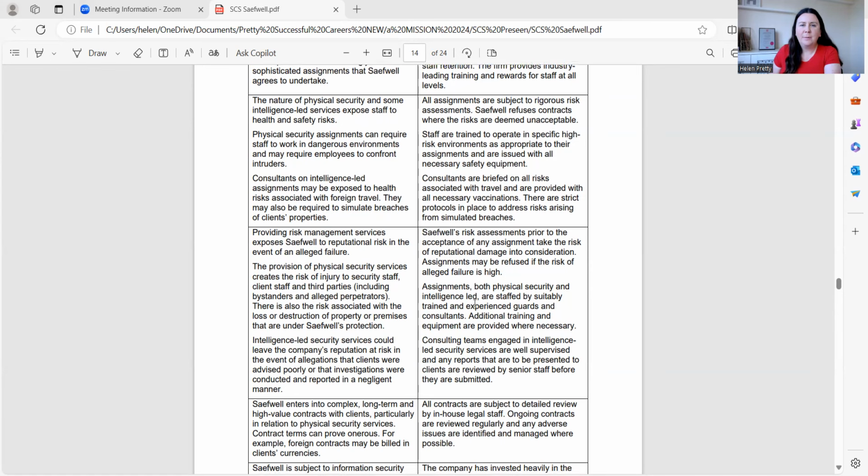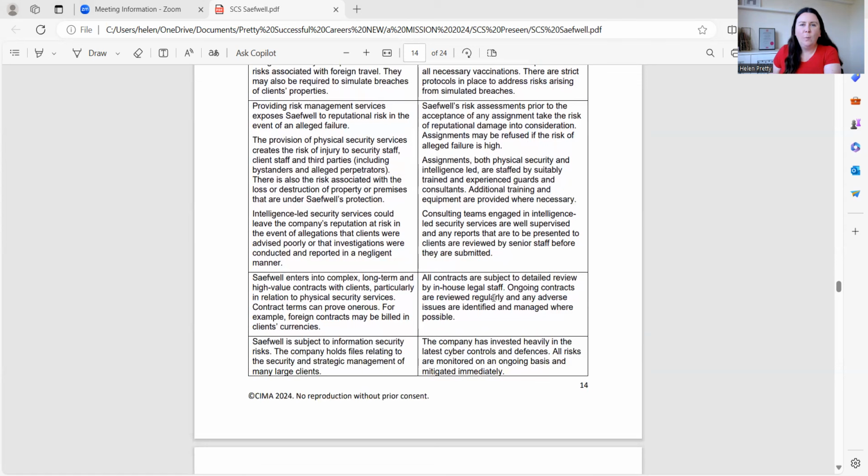Another principal risk we have is that Saefwell enters into complex, long-term and high-value contracts with clients, particularly in relation to physical security services. Contract terms can prove onerous. For example, foreign contracts may be billed in clients' currencies. How do we mitigate this risk? All contracts are subject to detailed review by our in-house legal staff. Ongoing contracts are reviewed regularly and any adverse issues are identified and managed where possible.